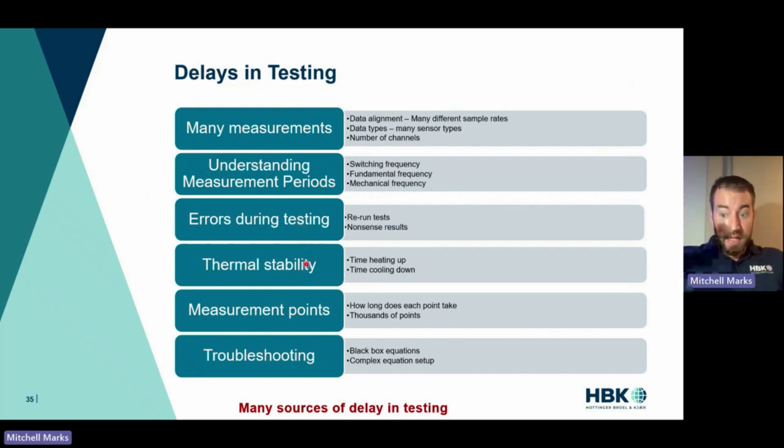The machine heats up and it needs to cool down. We do these efficiency maps at a very fixed temperature, so you end up waiting on thermals. Each measurement point takes time, and when you're doing thousands of points, seconds add up. And then troubleshooting. Nothing ever goes right the first time. So there are many sources of delay in motor testing.